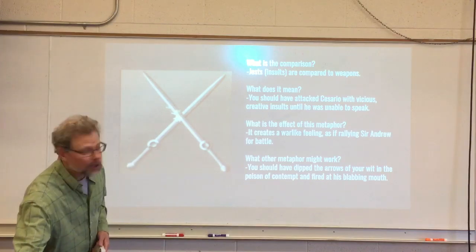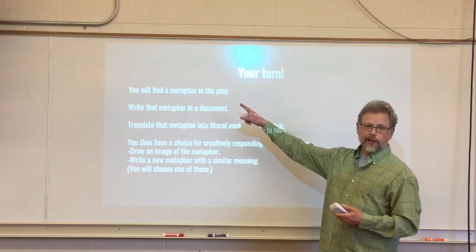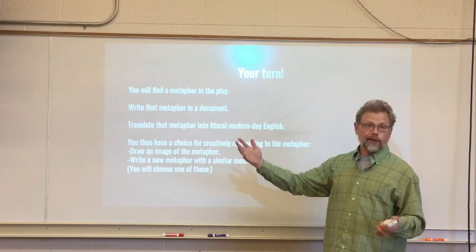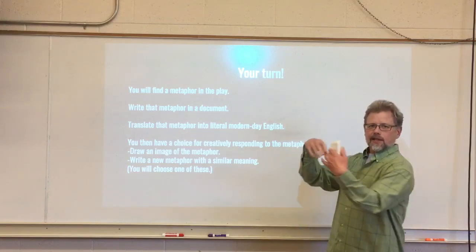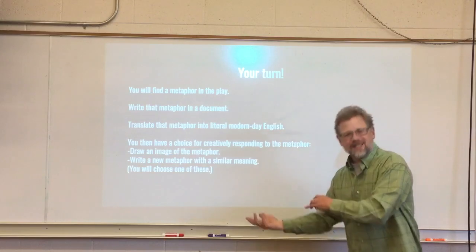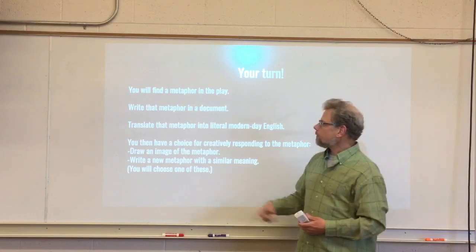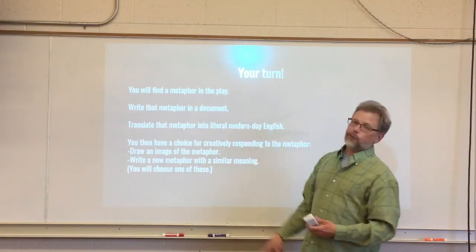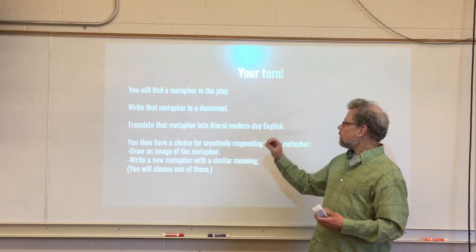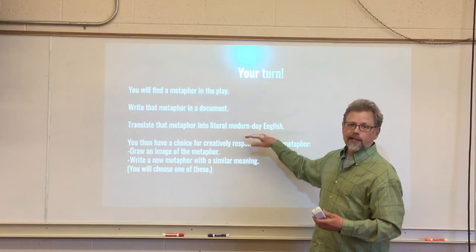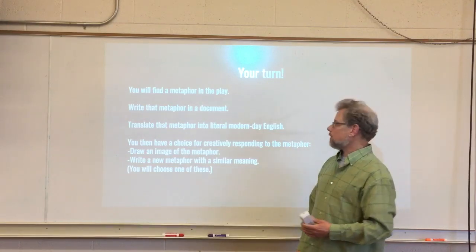All right, so what you're going to be doing in the assignment that you receive is finding a metaphor in the play. You're going to just look through what you have read of Twelfth Night and find a place where Shakespeare doesn't say exactly what he means. He says something as if he's talking about something else. He says it by way of comparing it to something else. You're going to make a document, write that metaphor in the document, and then you're going to translate that metaphor into regular English. Not just modern day English, but English that isn't poetic, doesn't make a comparison. It says exactly what it means.